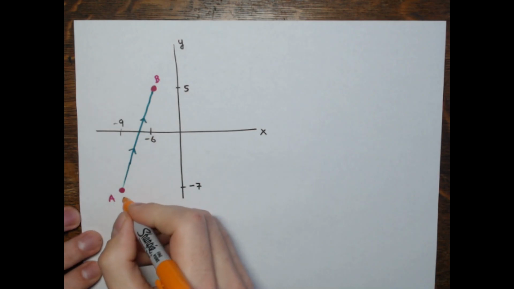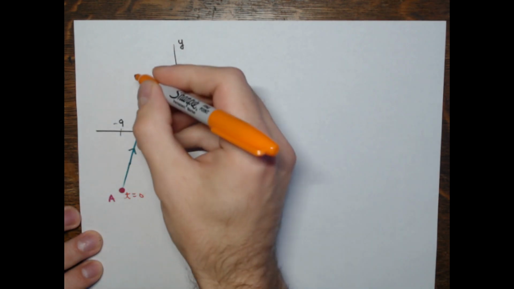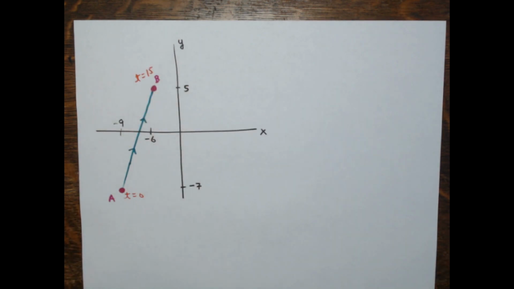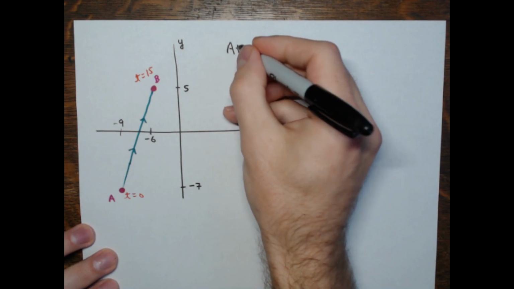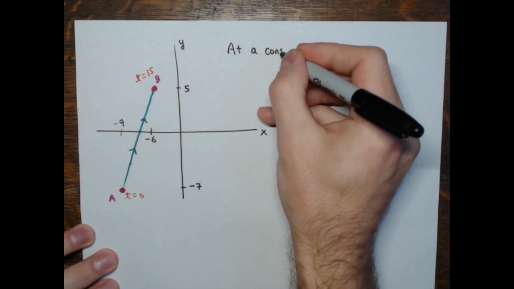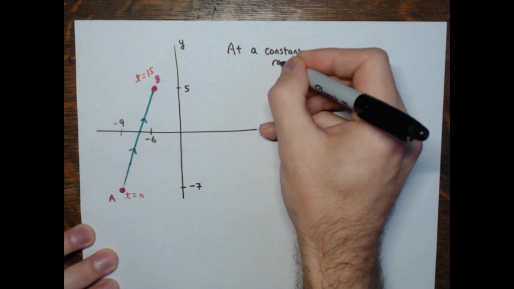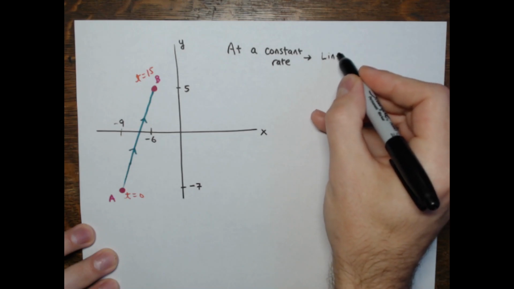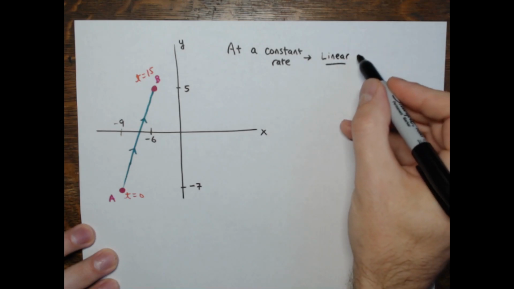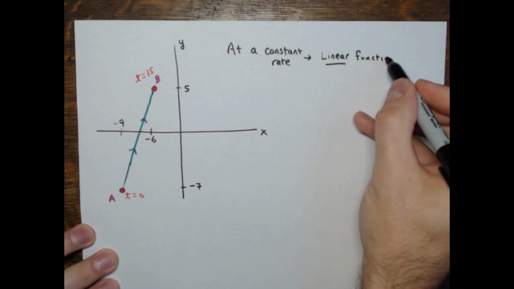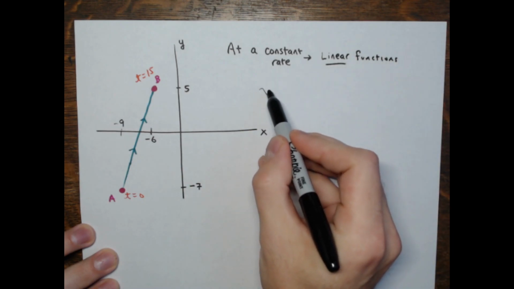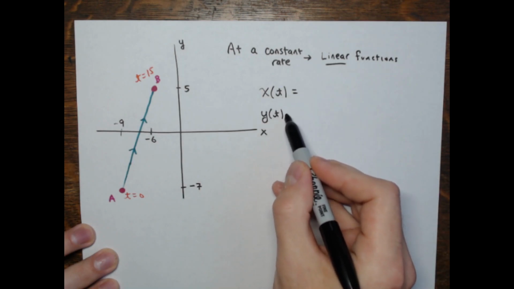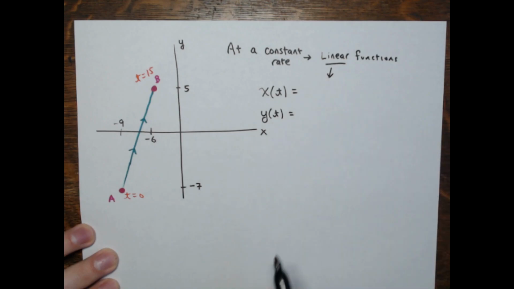And we want it so that when t equals 0 we're here, and when t equals 15 we're there. And now, at a constant rate, they mention the words at a constant rate. Now remember constant rates of change. If the rate of change is constant, we're talking linear. Linear functions here for our values of x and y. So x of t and y of t must be linear.